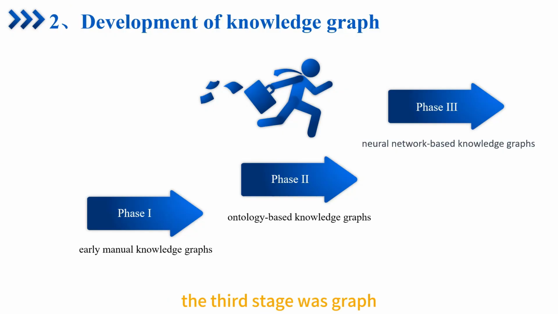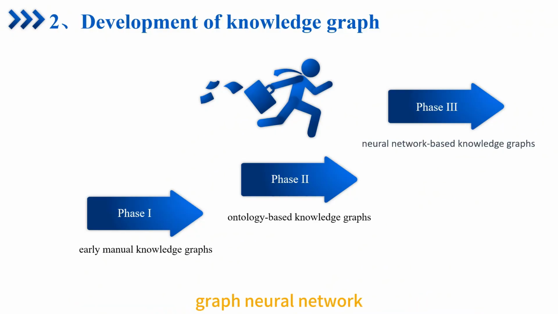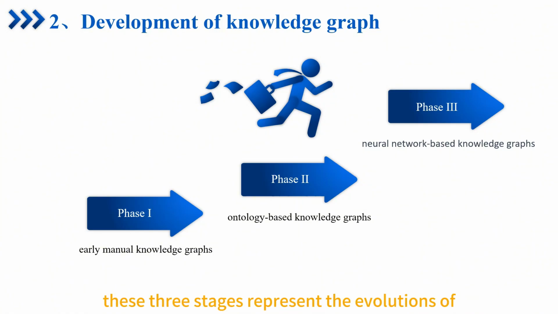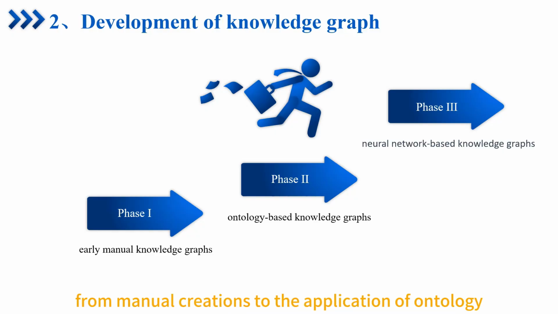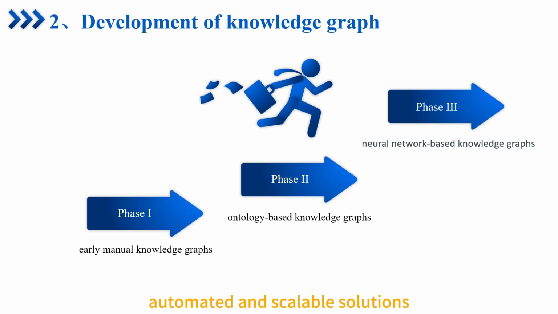The third stage was graph neural network-based knowledge graphs. These used deep learning techniques to represent knowledge as a large-scale graph neural network, learning semantic embedding vectors to infer and apply knowledge, such as Google Knowledge Graph and Facebook Open Graph. These 3 stages represent the evolution of knowledge graphs, from manual creation to the application of ontology and deep learning, continually advancing towards more intelligent, automated, and scalable solutions.